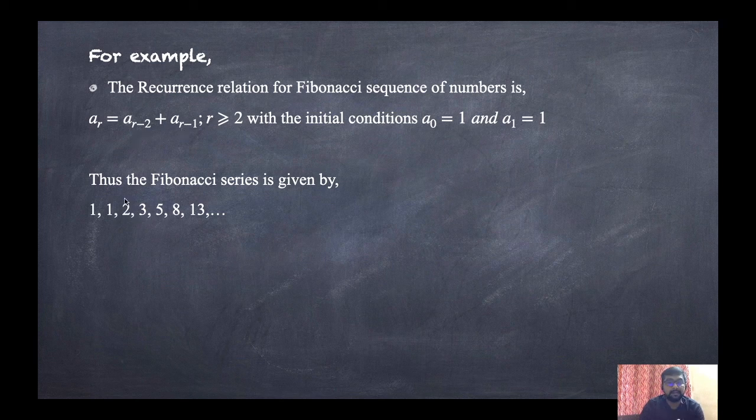Now again, recursively doing the same thing. For a3, put r equals 3. So a3 will be a1 plus a2. What are a1 and a2? a1 is 1 and a2 we have just calculated, that is 2, and the summation of that is 3. In the same way you will get 5, 8, 13, and so on.